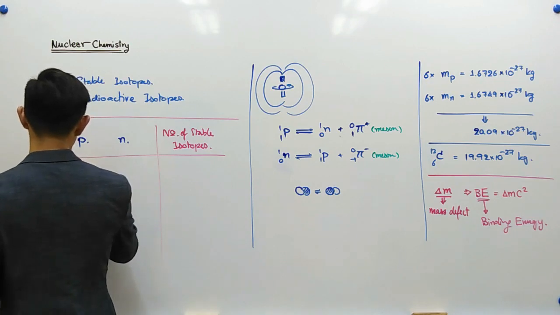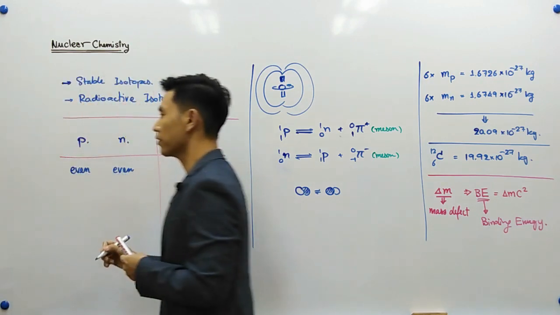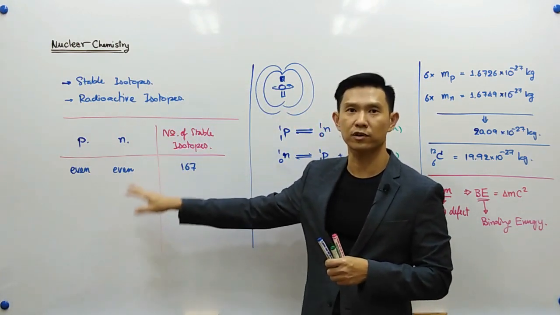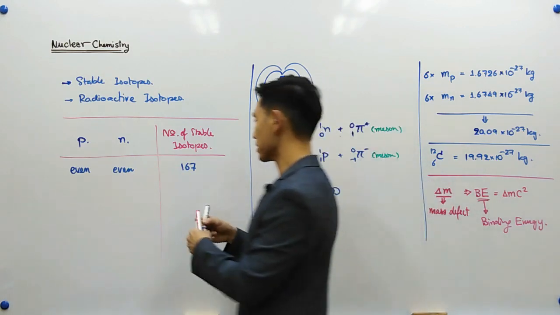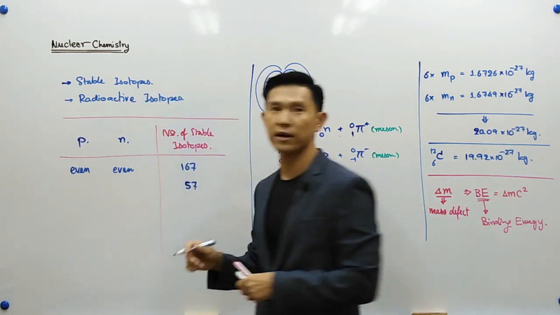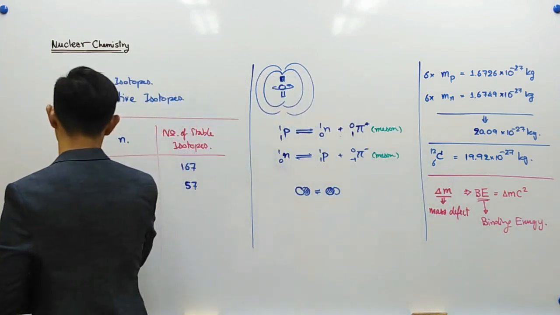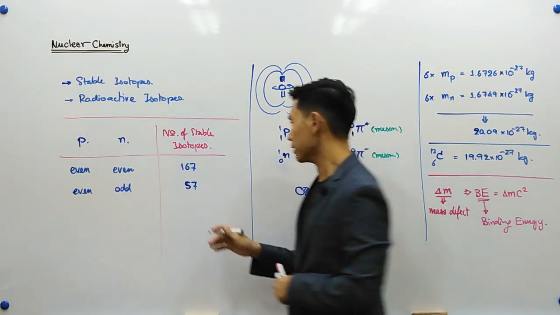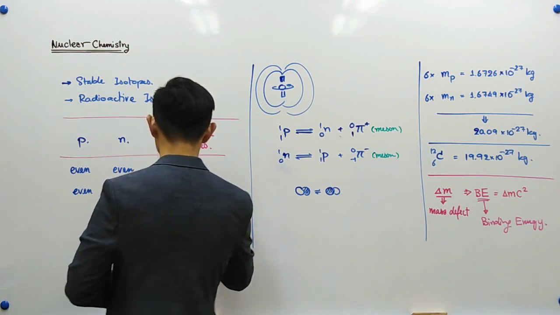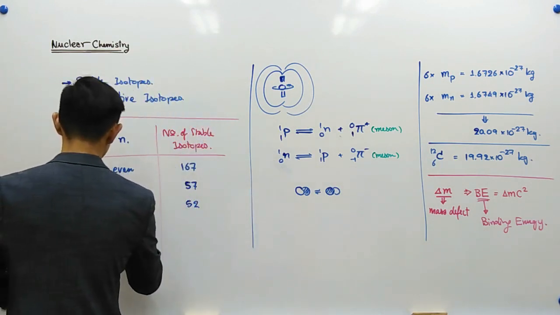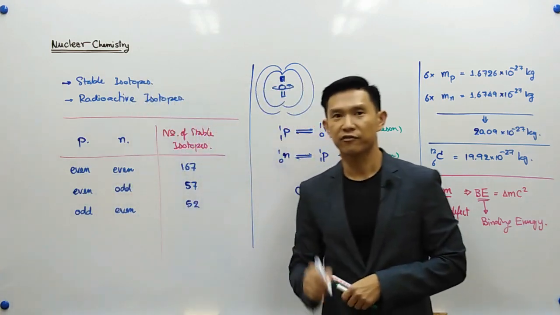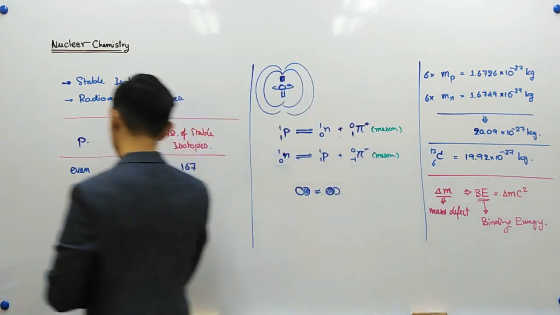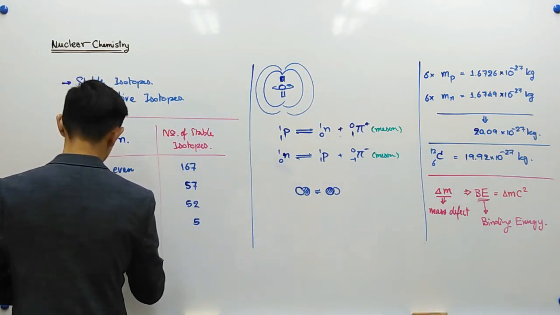the isotopes with even number of protons and even number of neutrons, there are about 167 stable isotopes composed of even number of protons and even number of neutrons, and about 57 stable isotopes that contain even number of protons but odd number of neutrons. And then we have another 52 isotopes that have odd number of protons and even number of neutrons. And very, very rare, we have just only 5 isotopes that have odd number of both protons and neutrons.